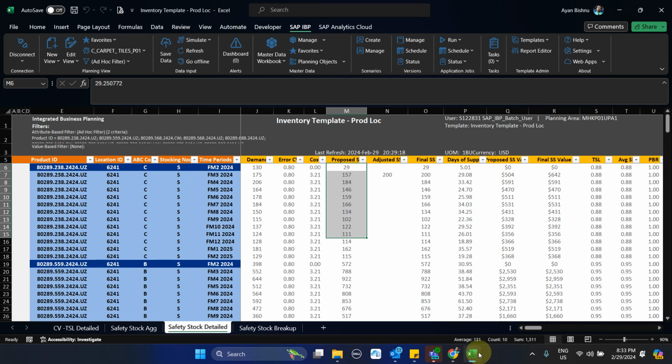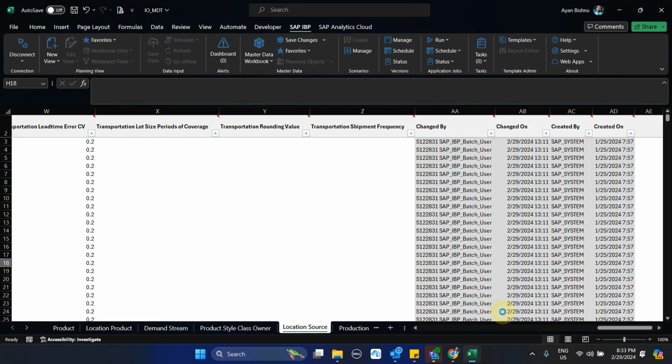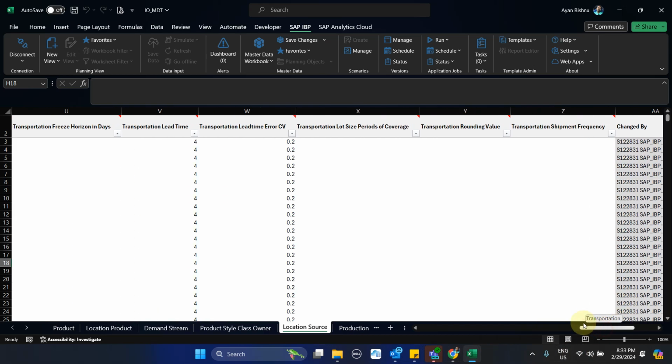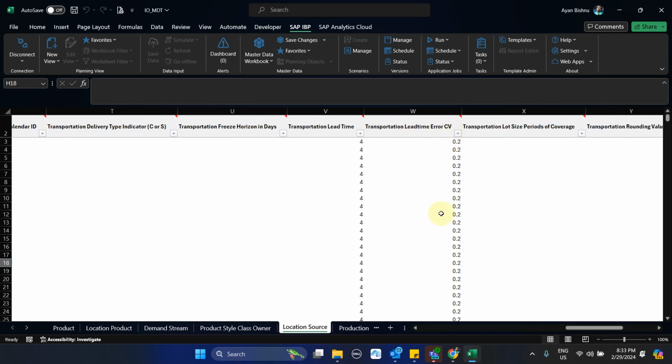Now remember one thing: for the purpose of this demo, we have also introduced production lead time variability, and we have also introduced location source variability.